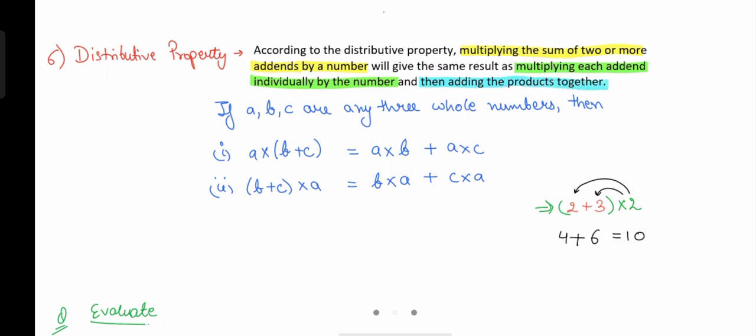Let me just brief it up quick again. What we are going to do, we have two numbers for which we have to find the sum and then multiply it. That was the way we were following till now. But there is a very, very easier way, or we could say there is a distributive property which says that you can just multiply this 2 with the first number and the second number individually, and you will get the same answer. This is what the distributive property says.